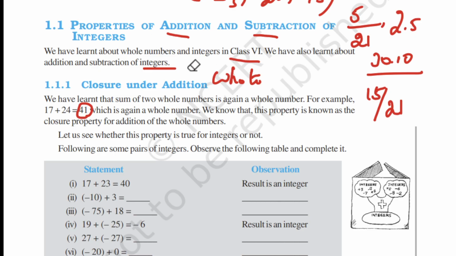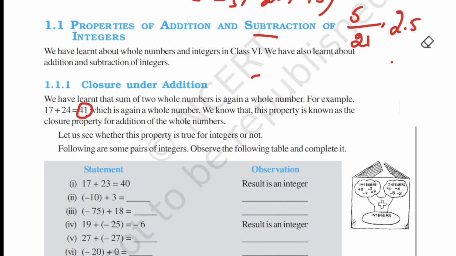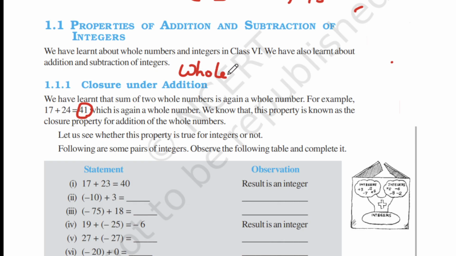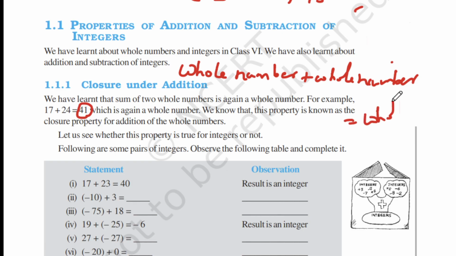So, for example, whole number plus whole number is equal to a whole number. So whole number plus whole number gives you a whole number as well. That is the example they have given.